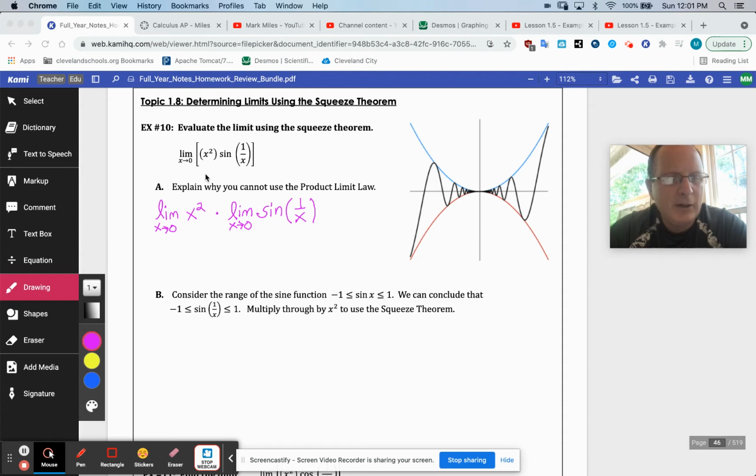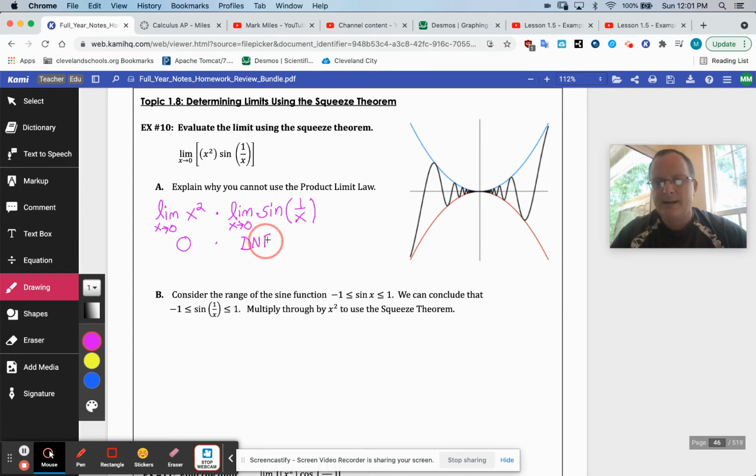And that's exactly what's happening here, because part A says, why can you not use the product limit law? Why can't we just say the limit as x approaches zero of that times the limit of that? Well, the first one is zero, but the second one does not exist. So that is an issue.